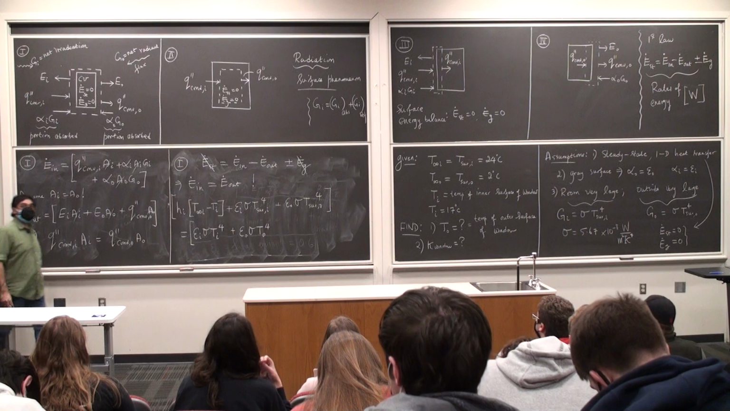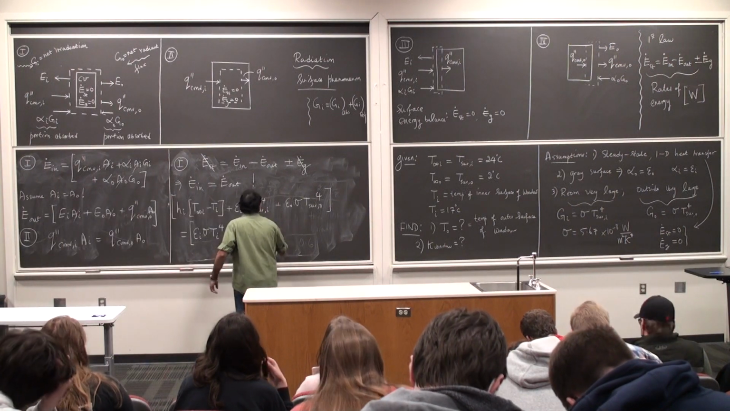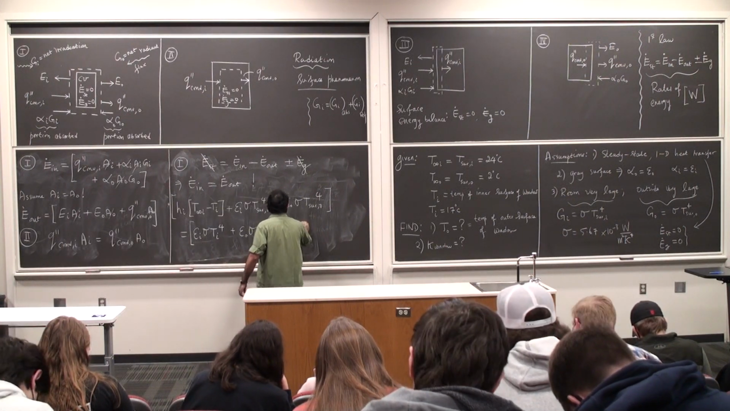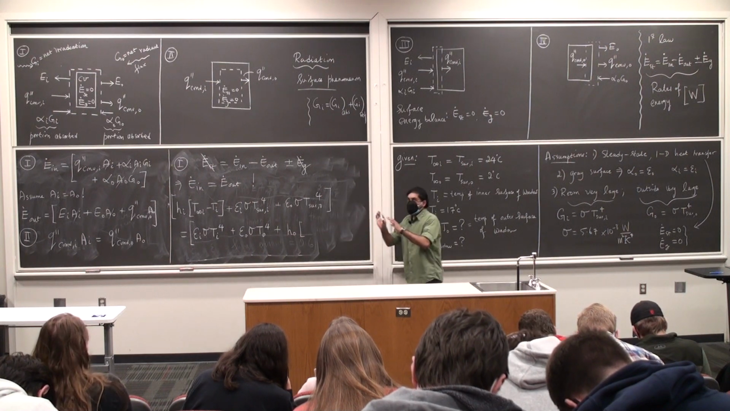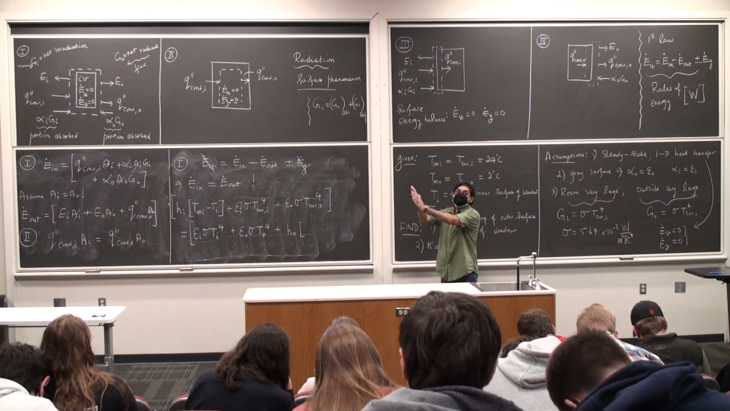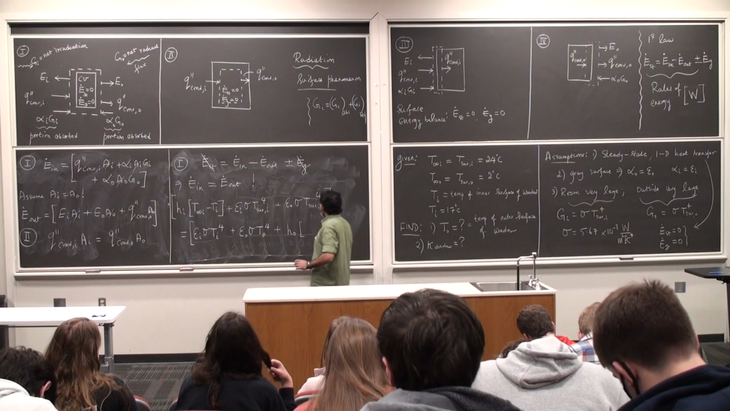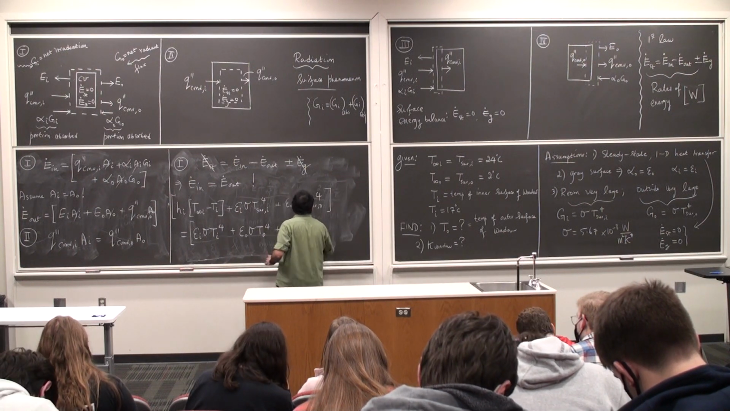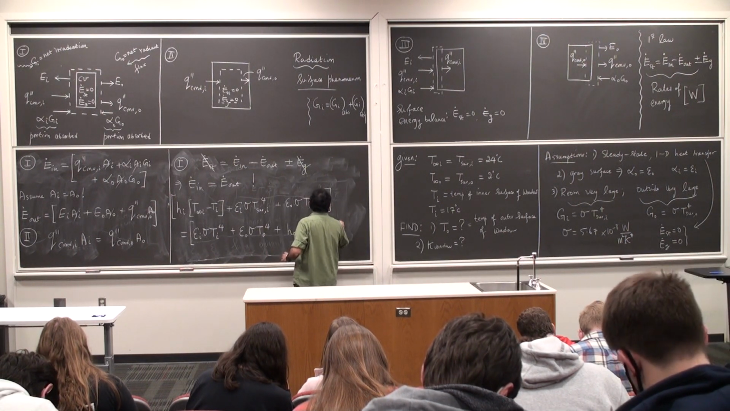And the last one, Q double prime convection, which is plus h naught. Convection from the outer surface to the surrounding fluid. So this is going to be T naught minus T infinity out.